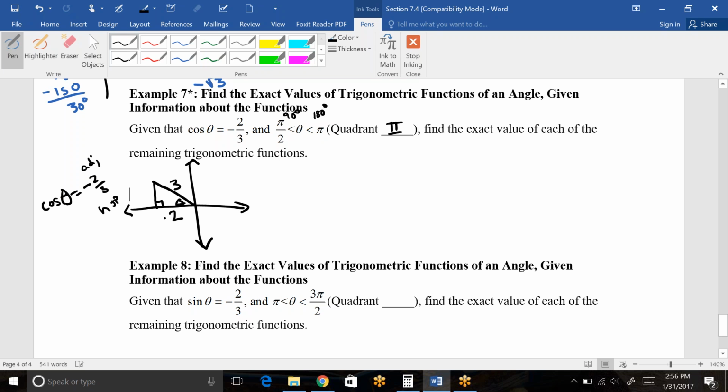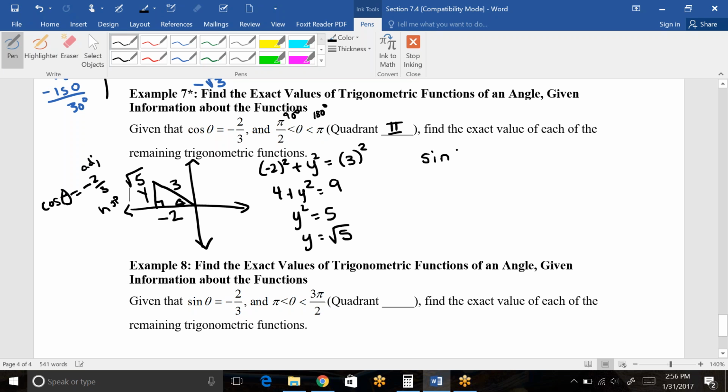The negative obviously needs to go with the 2 because this is a negative x value, which makes sense in quadrant 2. We're going to be searching for this missing y value so that we can complete the triangle. So this is a squared plus b squared equals c squared. So negative 2 squared plus y squared equals 3 squared. That's 4 plus y squared equals 9. Subtract the 4 over, and y is the square root of 5. In this case, it is going to be positive instead of negative because y is positive in this quadrant.